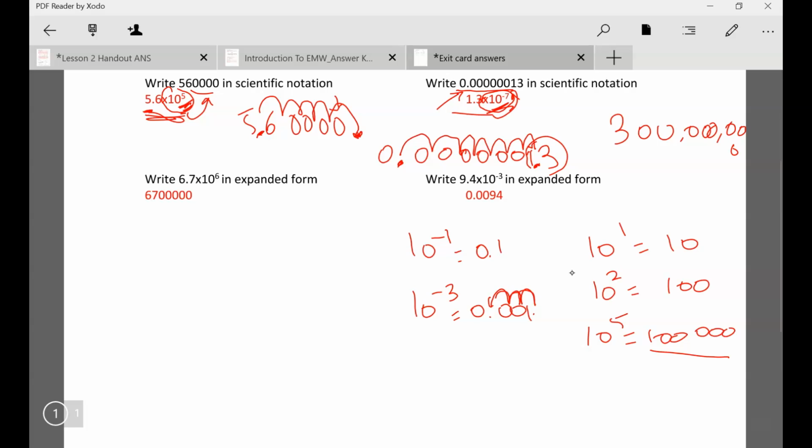Now, expanded form is the same thing: 6.7, and we're basically going to multiply it by 10 to the power of 6. So we're multiplying it by 1,000,000.